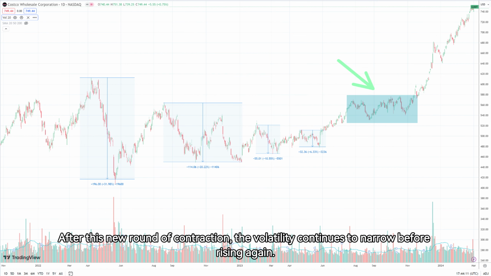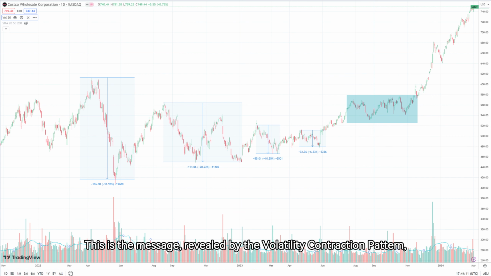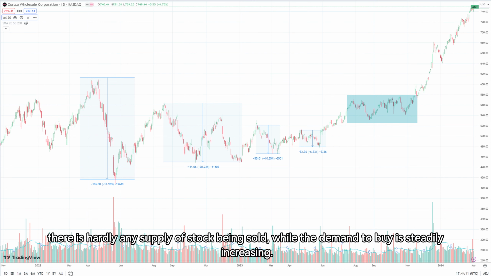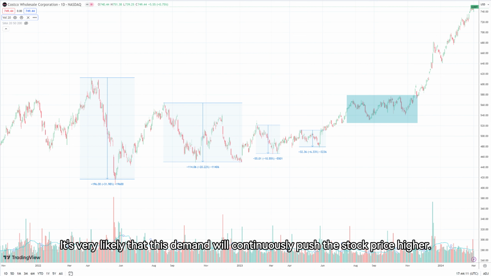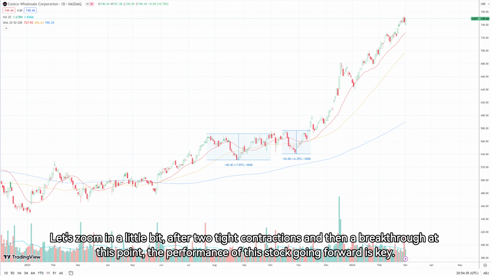After this new round of contraction, the volatility continues to narrow before rising again. This is the message revealed by the volatility contraction pattern. There is hardly any supply of stock being sold. While the demand to buy is steadily increasing, it's very likely that this demand will continuously push the stock price higher. Let's zoom in a little bit. After two tight contractions and then a breakthrough at this point, the performance of this stock going forward is key.